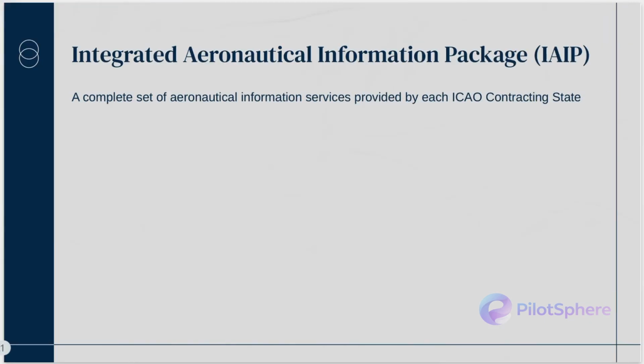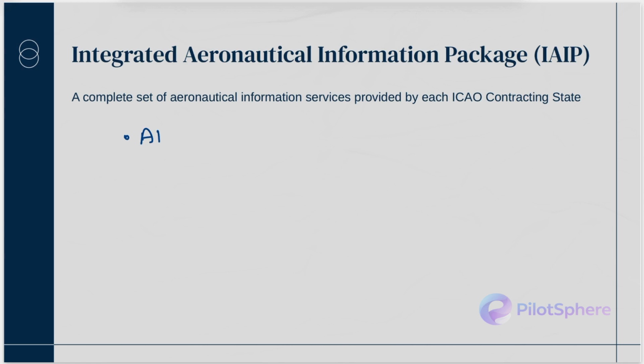All right. So now we have the Integrated Aeronautical Information Package or IAIP. This is actually a complete set of aeronautical information services that is provided by each ICAO contracting state. If we really look at it, it's actually just the 5 things that we've covered. We've covered 4. I'll tell you what else we have missed out next. What else we've looked at that is being provided by the state.